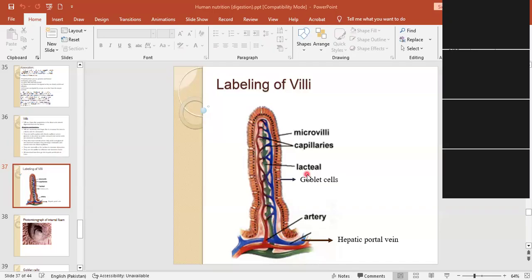Okay? The lacteal belongs to another transport system of a human that is known as the lymphatic system. What happens in the lymphatic system? Actually, blood is not transported in the lymphatic system.